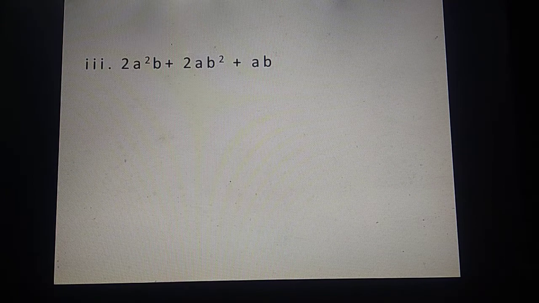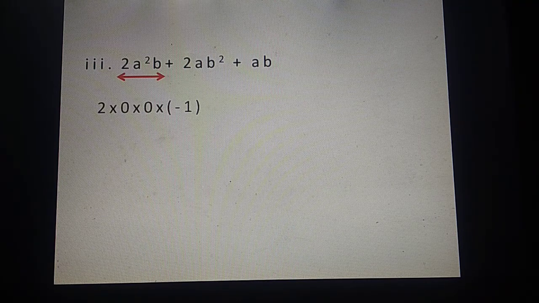Now the next sum is 2a squared b plus 2ab squared plus ab. Now first tell me how many factors are there in the first term. Yes, one is 2, there are 2a, one is b. Overall 4 factors. You will write it as 2 into a into a into b. So in place of a, you will put 0. In place of b, you will put minus 1.